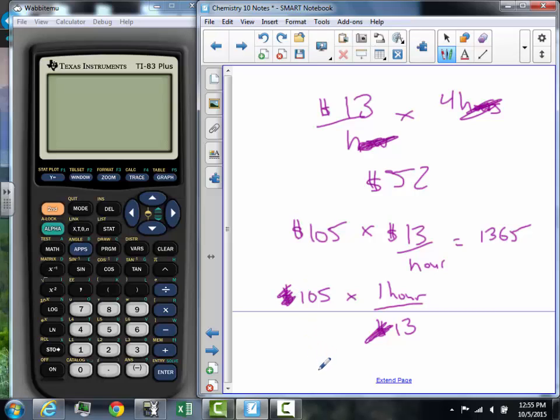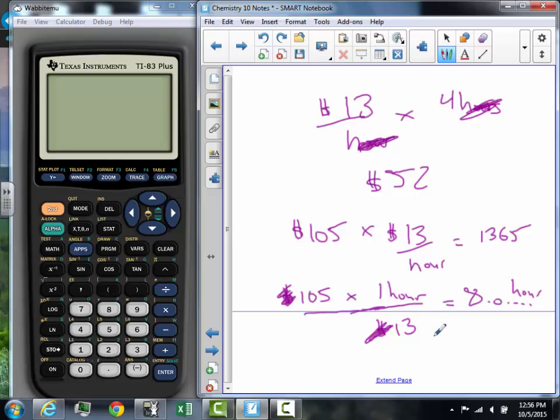Should I multiply these numbers? What happens if you have something on the bottom of a fraction? What does that mean you should do? You should divide, which maybe some of you already knew. So what's 105 divided by 13? Exactly, 8.0. So therefore, Gabe needs to work for 8 hours in order to make this work.